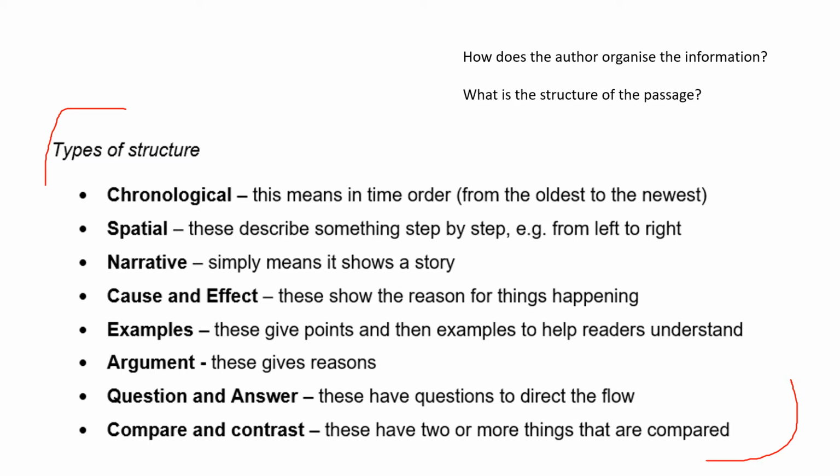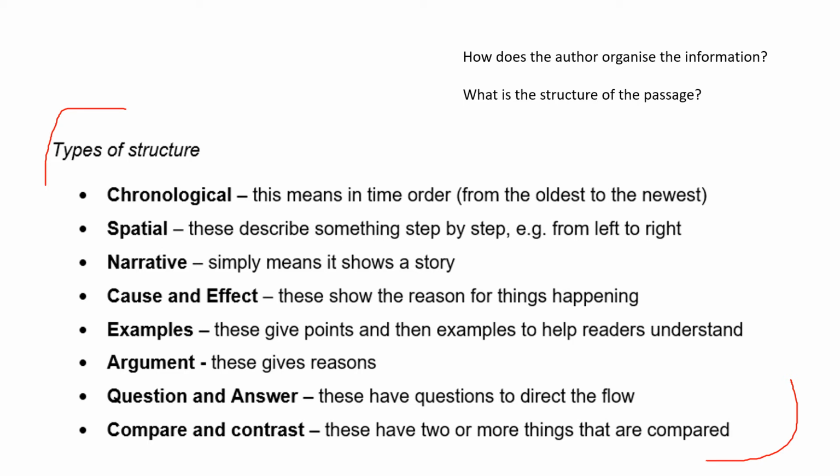Spatial, well, spatial comes from the word space. So it describes things step by step. For example, going from the left side to the right side, going from the top to the bottom, going according to their position. If he talks about a narrative, well, it just means a story. When you narrate, you tell the story. Cause and effect is showing the reason for why things happen.